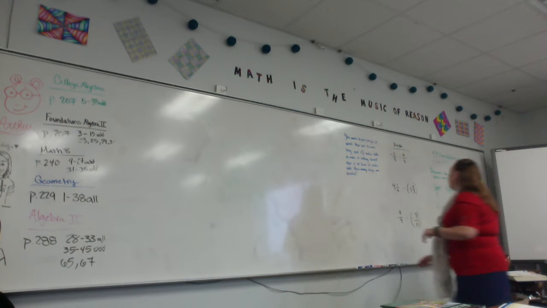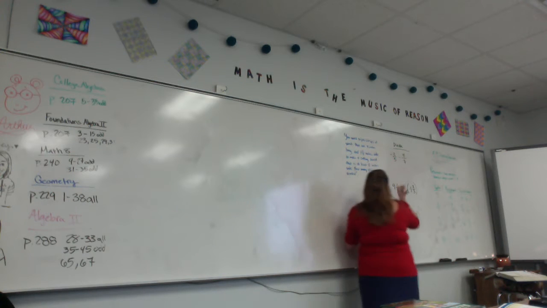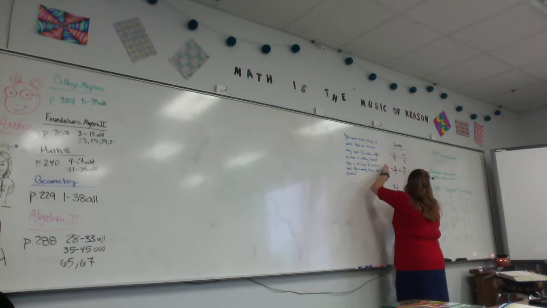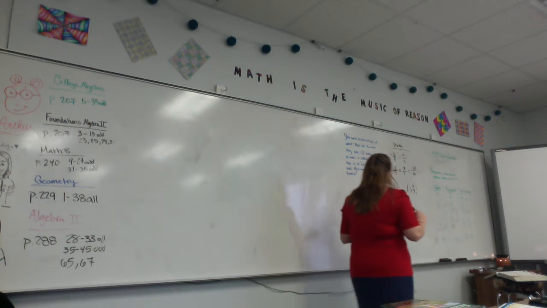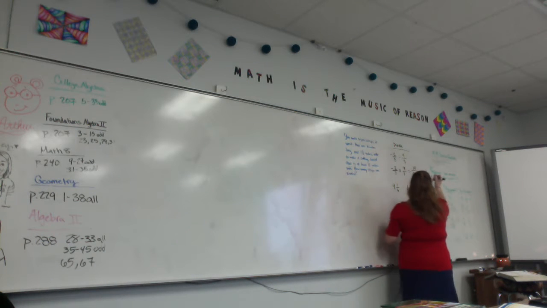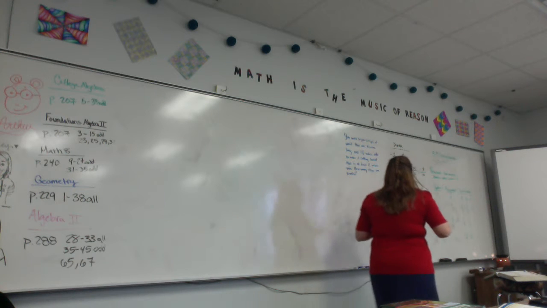Okay? So if I have -2/5 divided by 4/7, what do I need to do to solve this? Flip 4 and 7. So I get -2/5 times 7/4. What's 7 times -2? -14. And what is 5 times 4? 20. Does this reduce? Yes, to what? -7 over 10. Okay? There we go.